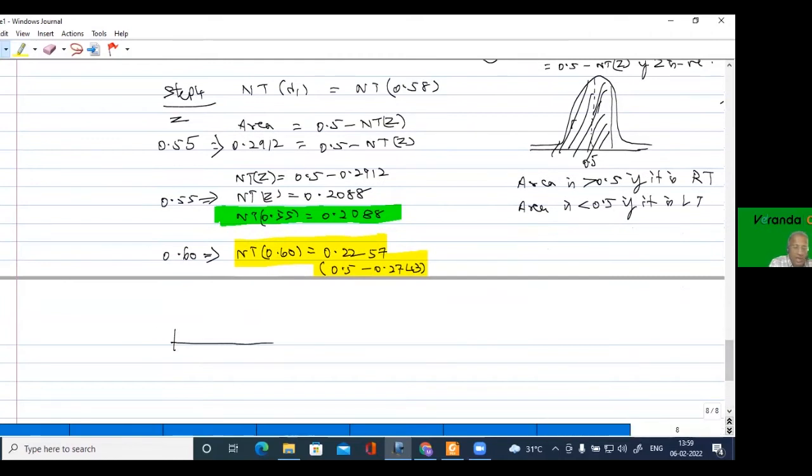So as you know, they are linearly placed. On a proportionate basis, we can work out. This being 0.2088 and this being 0.2257, what value will we be getting when it is 0.58? What value would you be getting against 0.58 if these two terminal values were 0.2088 and 0.2257?